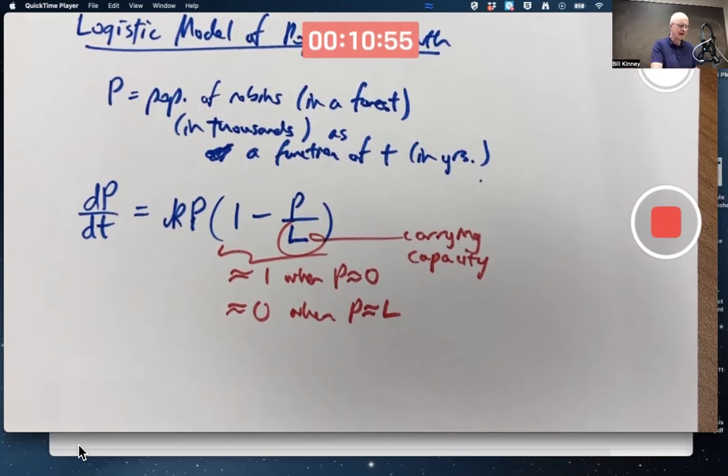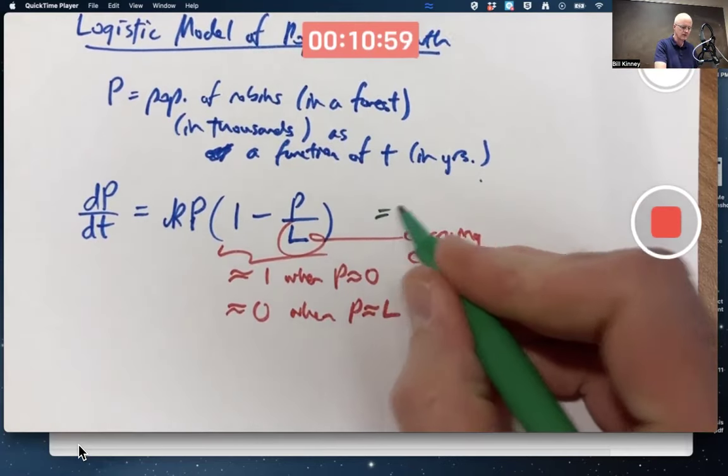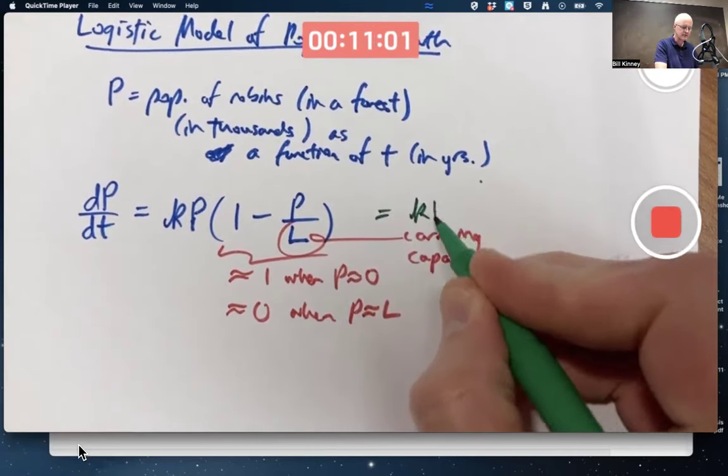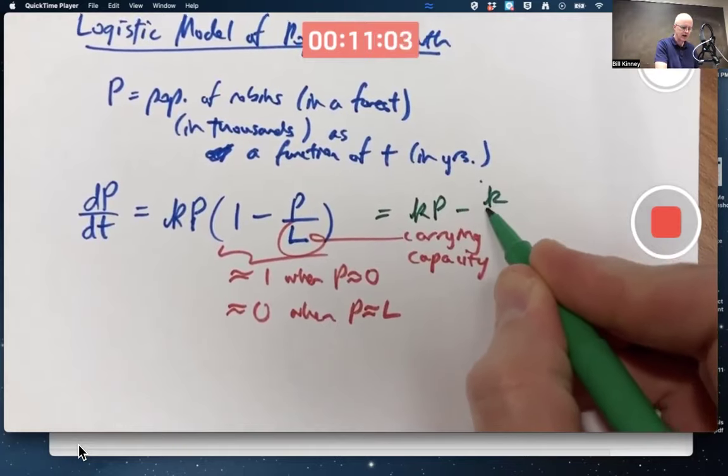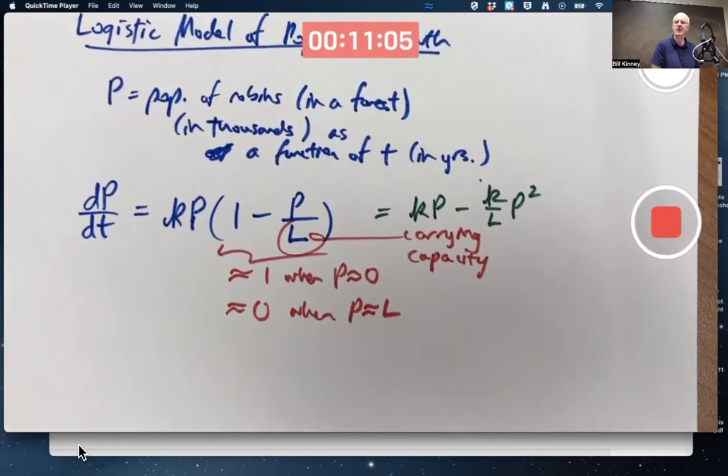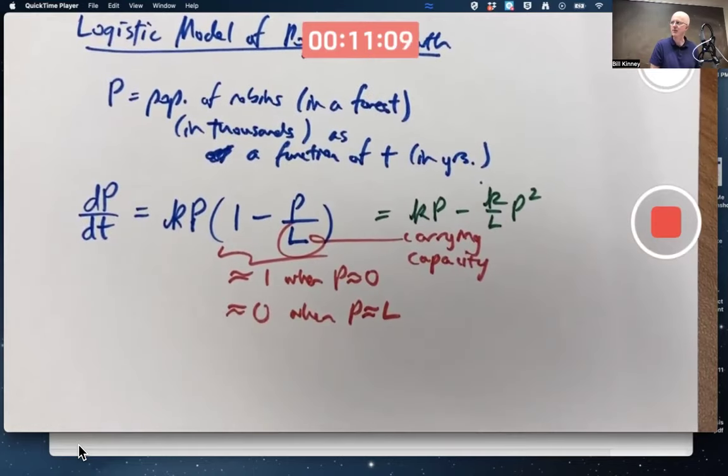Now, I could multiply this out. I think just for the sake of doing so, I will. I could write this as k times p minus k over L times p squared. I could multiply that out, but it's actually better to leave it in factored form, both for separating variables to solve the differential equation and for the sake of making the slope field. It's a bit better to leave it in factored form.